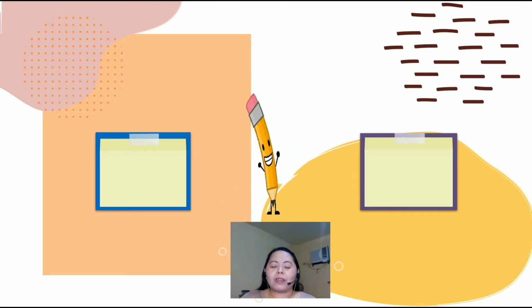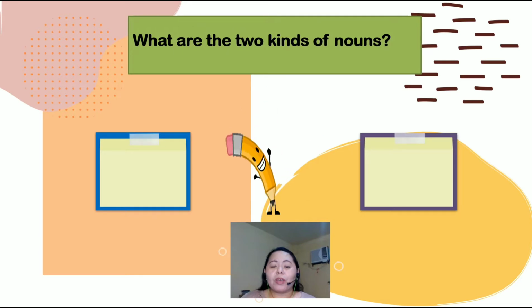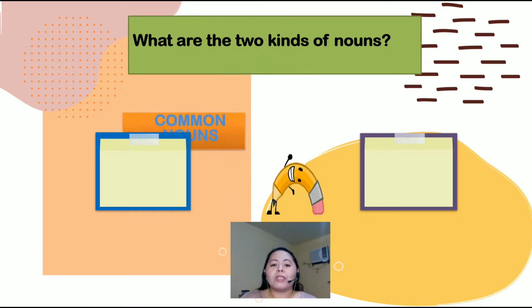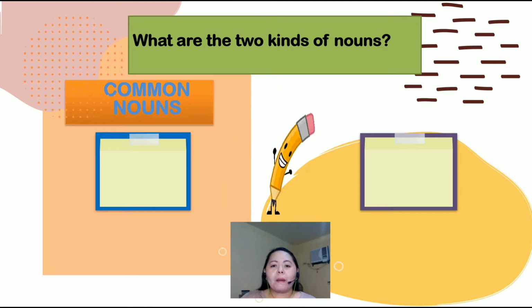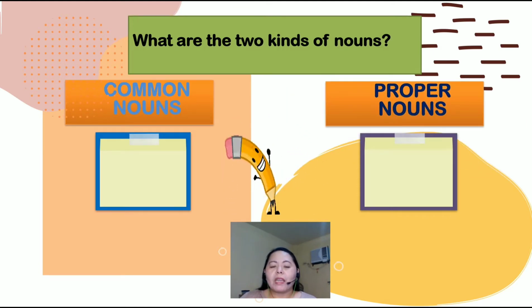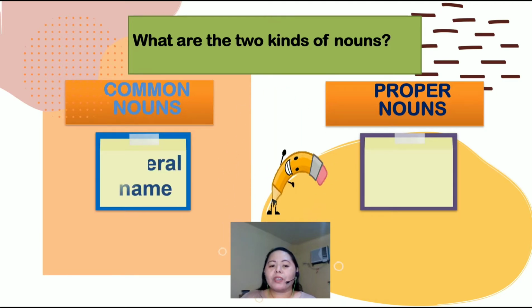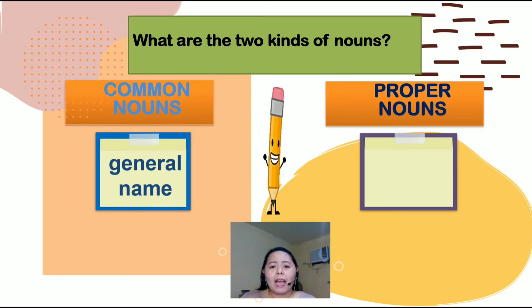Now with our discussion about nouns, we have also talked about two kinds of nouns. So what are the two kinds of nouns? Very good. We're talking about common nouns and proper nouns. Now how are these nouns different from one another? First, common nouns are general names of persons, places, animals, or things. Or we can actually say these are ordinary names.